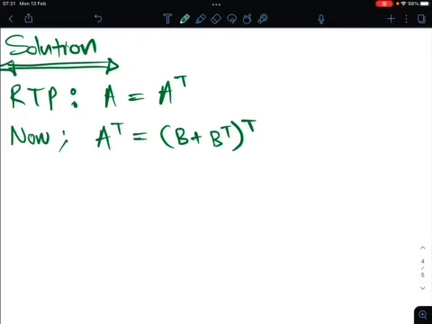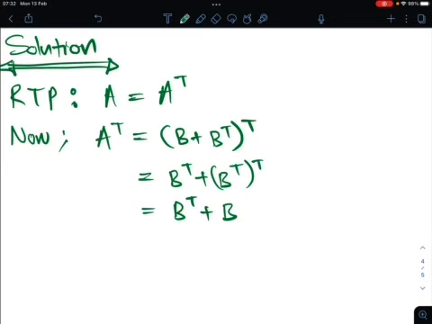If you recall from when we discussed the transpose operation, the transpose of a sum is the sum of the transposes. So from this line, we have B transpose plus B transpose transpose. Then again, we know that the transpose of the transpose is the matrix itself. So we'll have B transpose plus B. But again, matrix addition is commutative, which means I can change the order to get B plus B transpose.